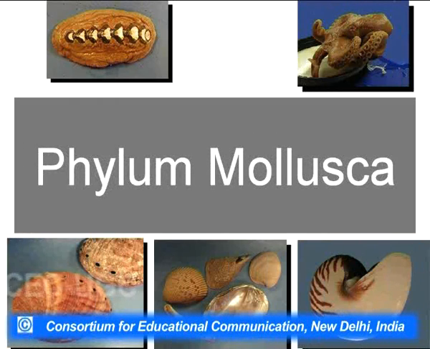Next category of the coelomate animals is phylum Mollusca. Very common examples are the snails, slugs, octopus, squids, oysters, and I think every human being who has visited the sea is fond of collecting shells from the sea beaches, and these shells are nothing but the shells of the animals belonging to phylum Mollusca.